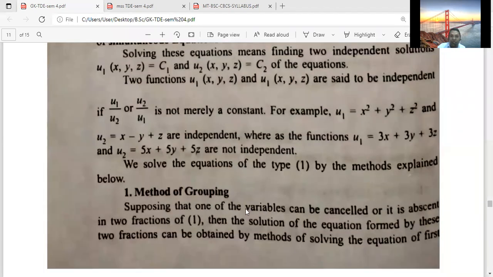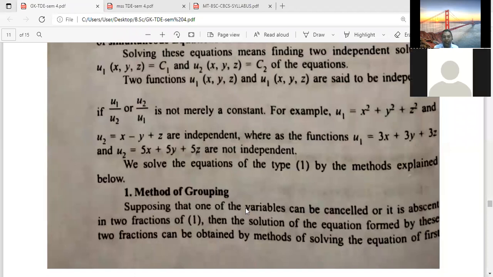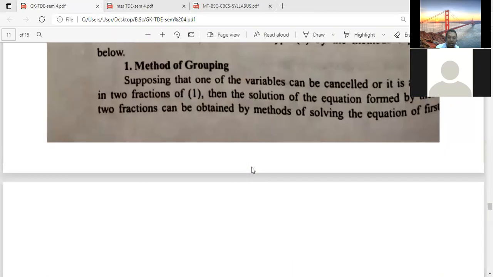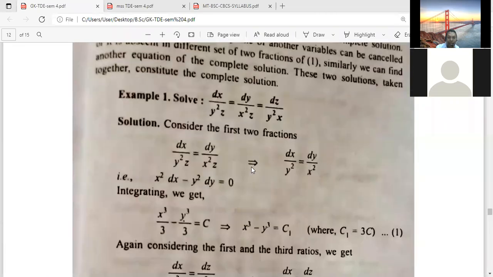Method of grouping means that some of the terms get absent or cancelled if you take two fractions. The total variables are x, y, z, so you get three pairs of different solutions. Out of those three, you have to find two, and write collectively the solution obtained from those pairs. We have to write two out of three. But the second one is the method of multipliers.